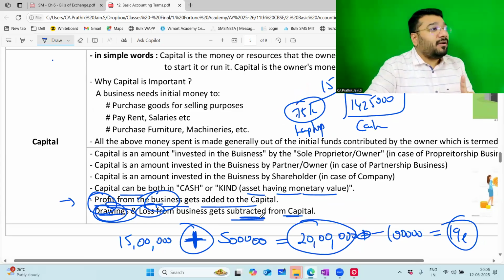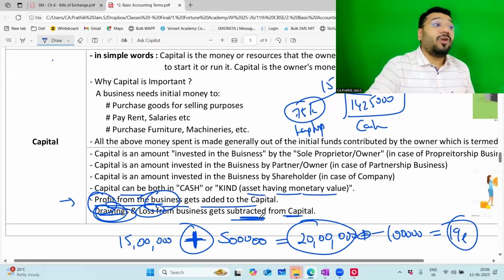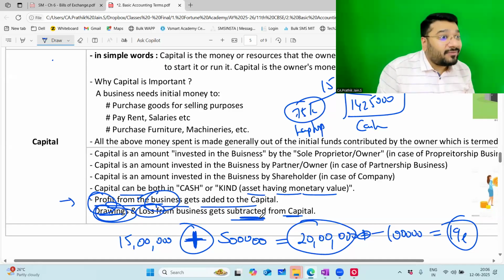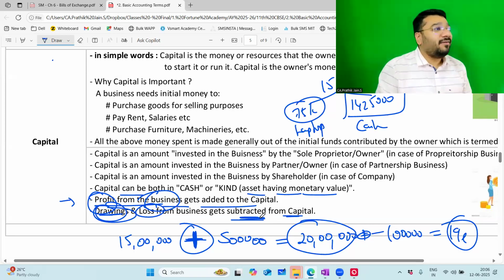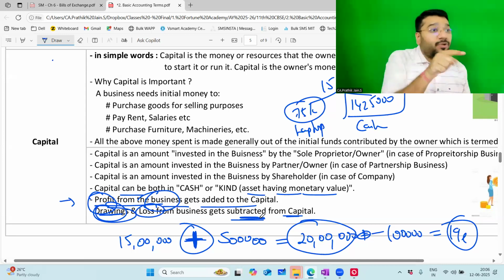If Pratik sir worked hard properly, that will give profit to the business. If Pratik sir was lazy in doing the business and didn't get sufficient students, the business will be into loss. When you can enjoy profit, who will suffer the loss? The owner only. When you want profit, then you have to bear loss also. So profit is added to capital. Loss will be subtracted from capital.